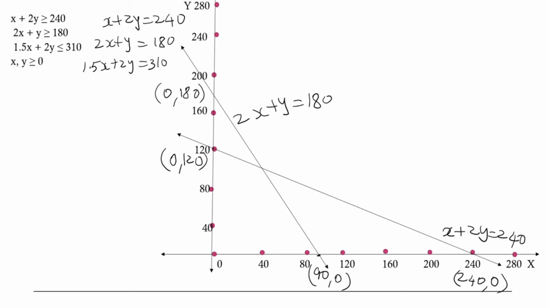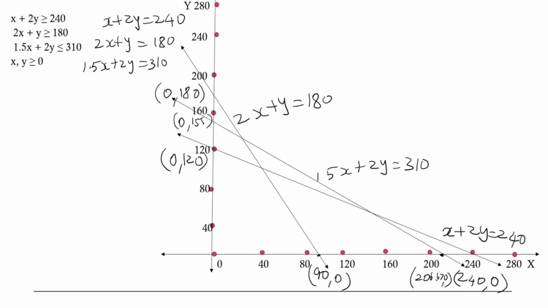When x is 0, y is 155. So this is 0 comma 155. Next, when y is 0, x is 310 by 1.5. That is, we get 206.67. It is somewhere over here. 206.67 comma 0. Join these 2 points with the help of a straight line. We get the line 1.5x plus 2y equal to 310.